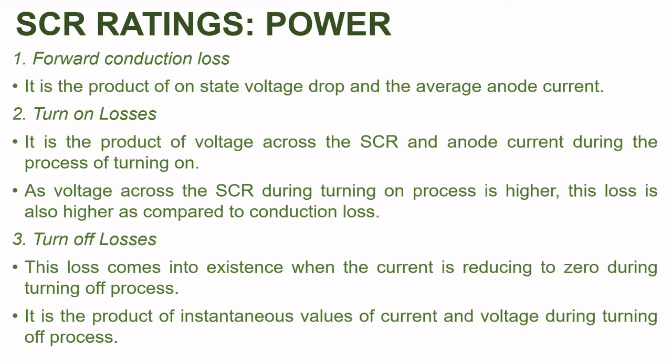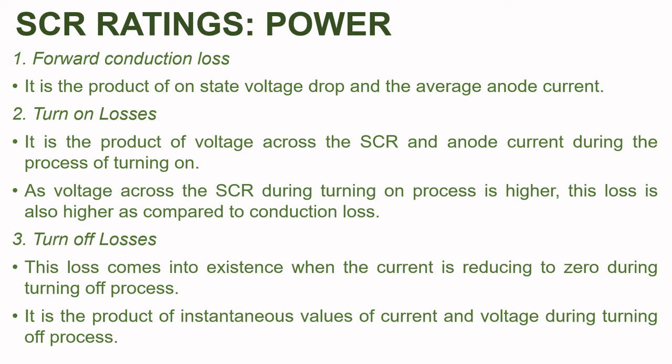So our next major type of rating is the power rating. First is forward conduction loss. Forward conduction loss is the power loss occurring in the SCR during the conduction state. It is given as the product of on-state voltage drop and the average anode current flowing through the SCR. If forward conduction loss exceeds the rating, then there is a chance that the SCR temperature may increase above the rated value and SCR may get damaged.